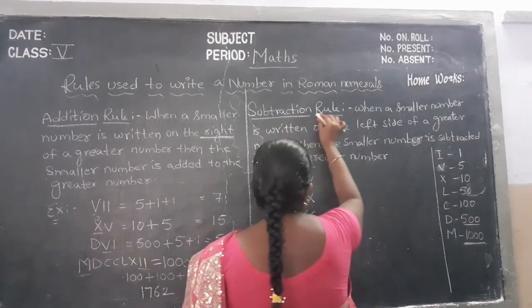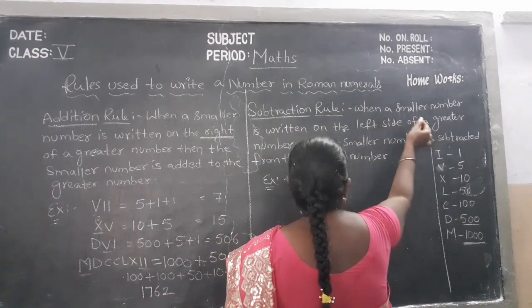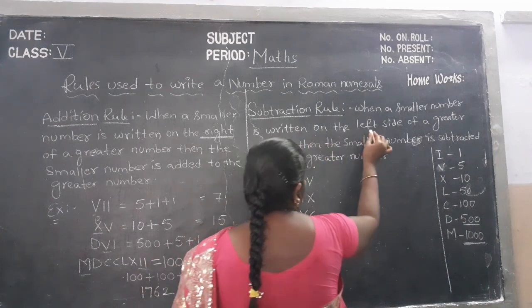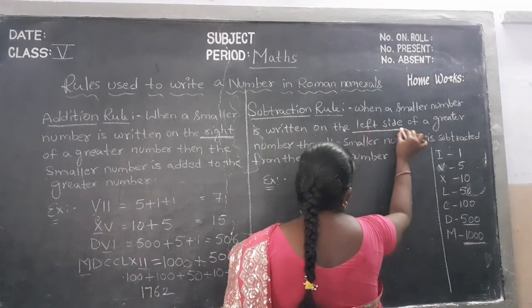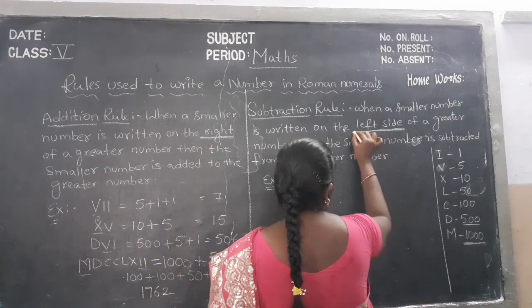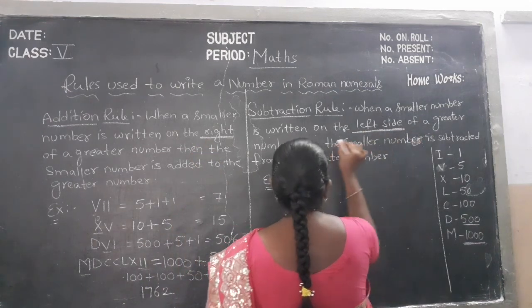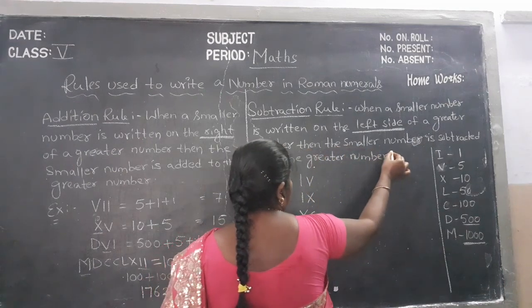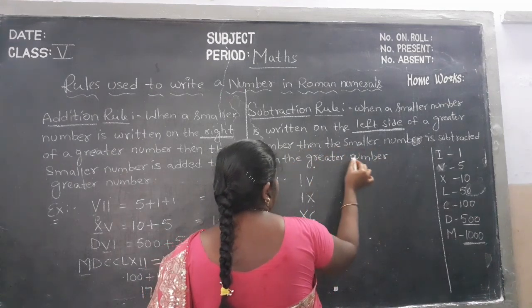See children, once again, the subtraction rule: when a smaller number is written on the left side. Where, children? The left side. In addition, we see the right side. In subtraction, we see the left side of a greater number. Then the smaller number is subtracted from the greater number.